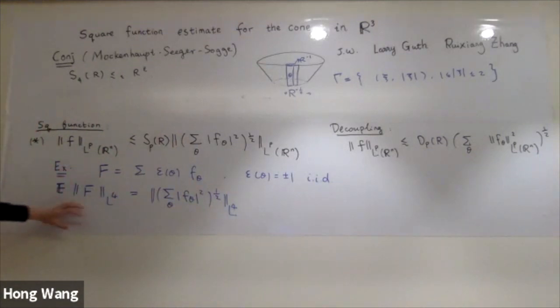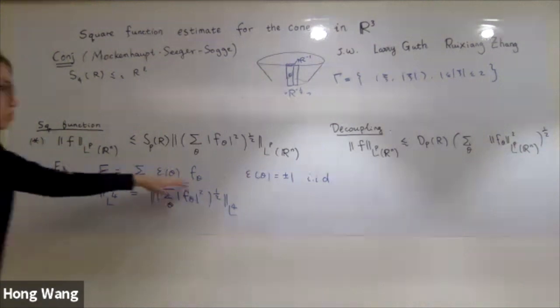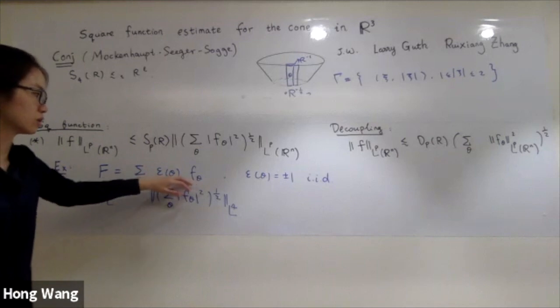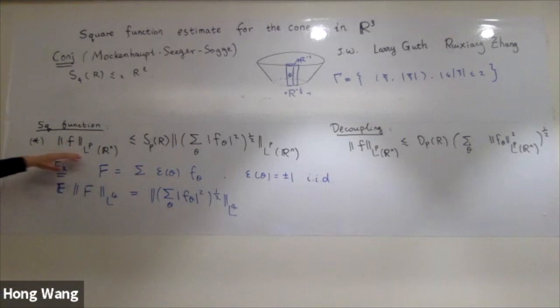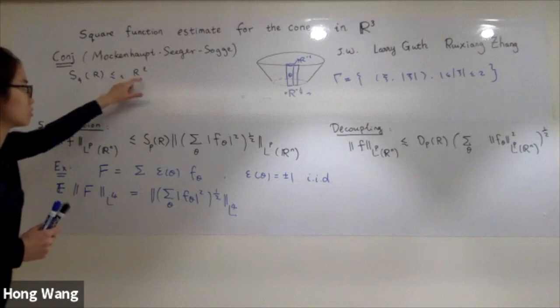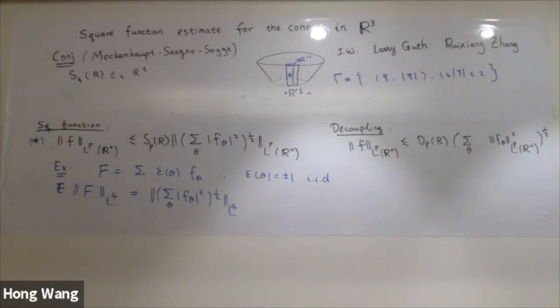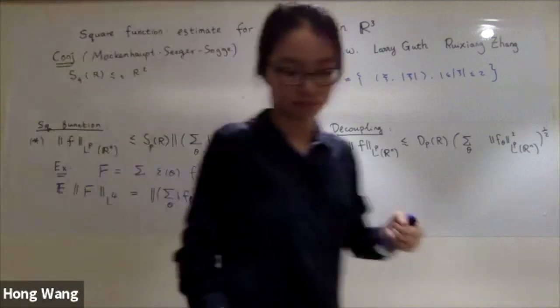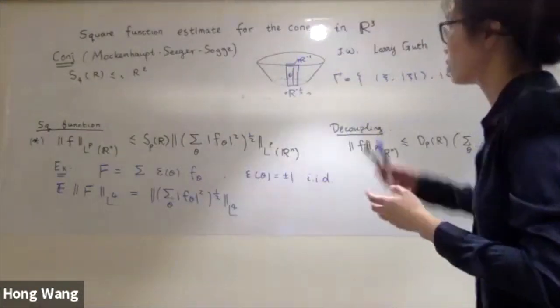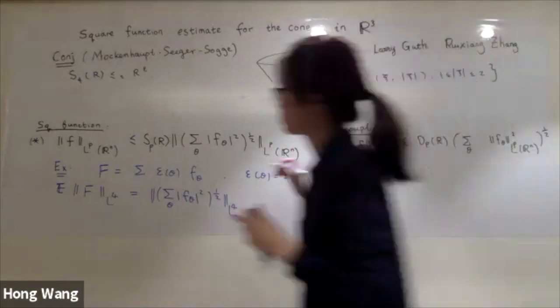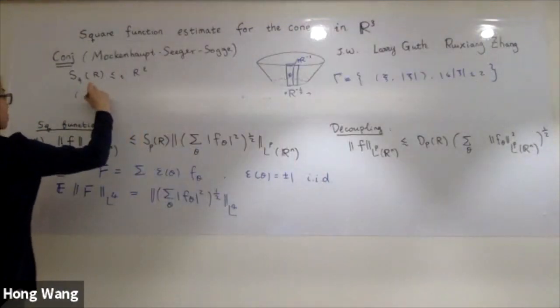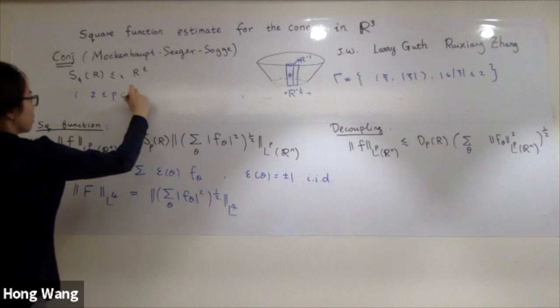So this tells us that for any function f, we can take a random sign in front of f theta to construct a random function capital F. And then for this random function, the square function estimate is sharp up to R to the epsilon. So for the cone in R^3, to answer Peter's question, the sharp range of p is p from 2 to 4.